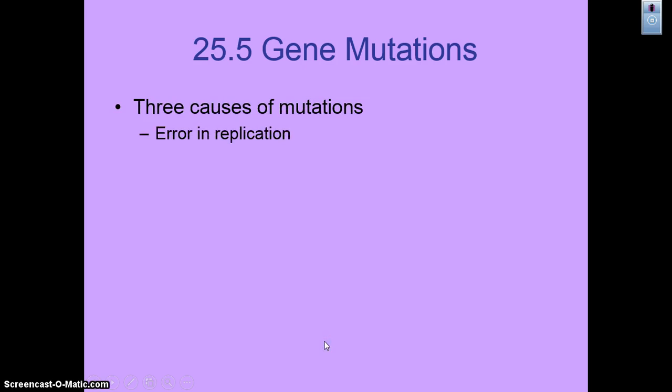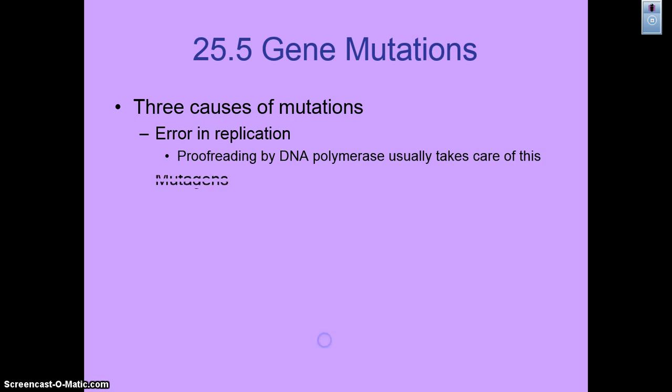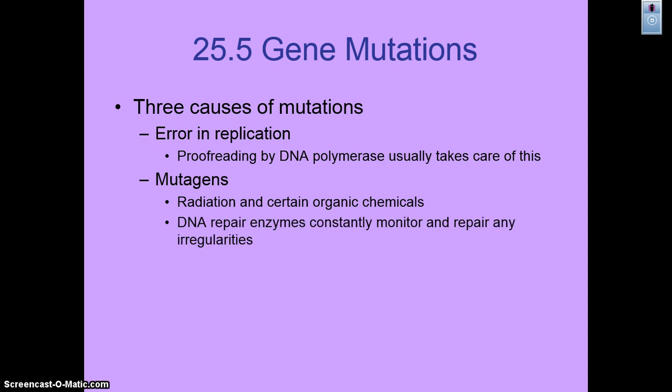There are three causes of mutations. There can either be an error in replication. Proofreading by DNA polymerase usually takes care of it, so DNA polymerases are spell check when it comes to replication. Mutagens, which are things that can cause mutations to occur, such as radiation and certain organic chemicals, can be a cause of a mutation. The DNA repair enzymes constantly monitor and repair any irregularities. Sometimes they don't repair them the way that they should, and damage doesn't get repaired because of so many different areas of damage that are done due to radiation and organic chemicals and other things called mutagens.